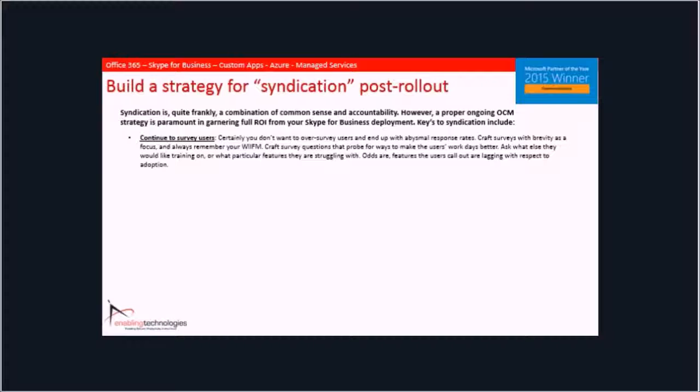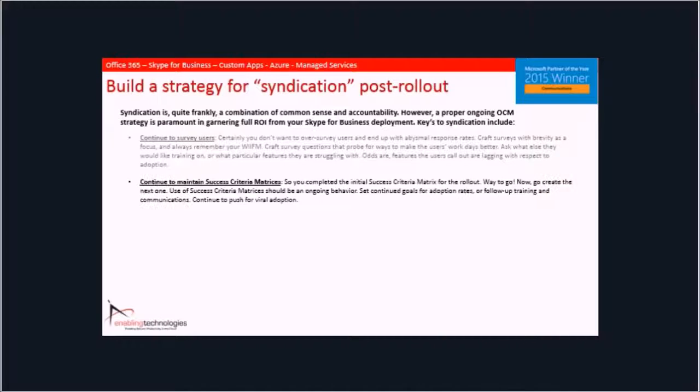First thing that we want to do is make sure we continue surveying users. Again, we don't want to run the risk of over-surveying. Consider a round-robin schedule. Keep these surveys as brief as humanly possible while strategically targeted. Make sure that you continue to maintain some degree of success criteria matrices, right? Continue to challenge yourself to continue to set benchmarks for adoption rates that you can track and say, yes, we are at 80% use of conferencing, or no, we're not, and then figure out why and develop OCM strategies to accommodate.